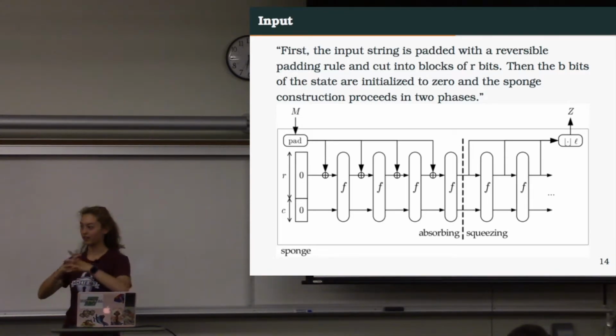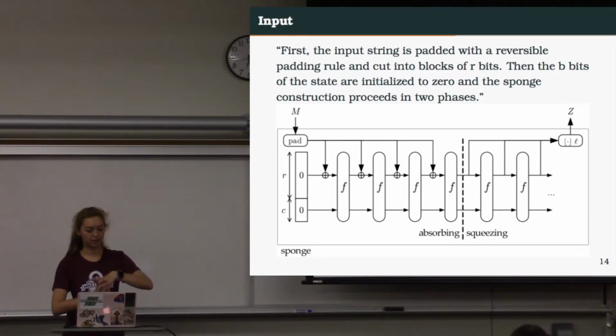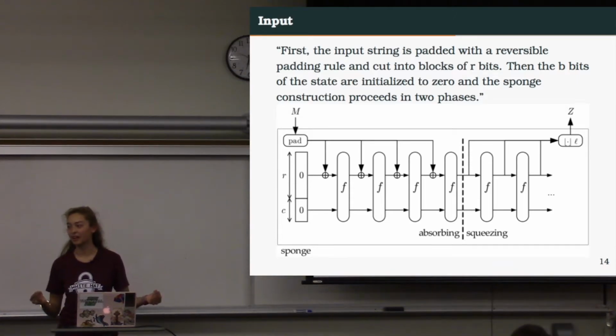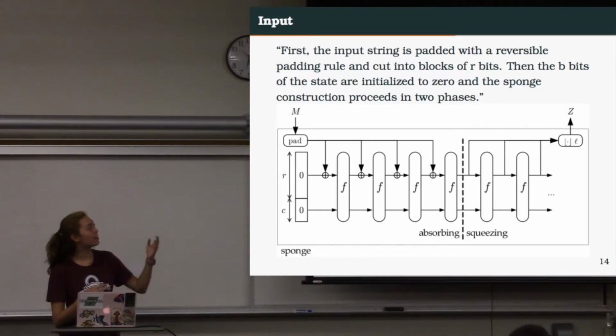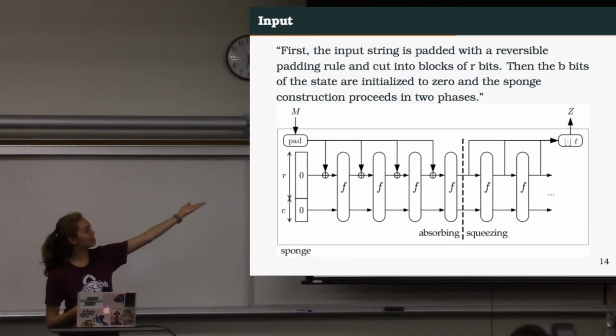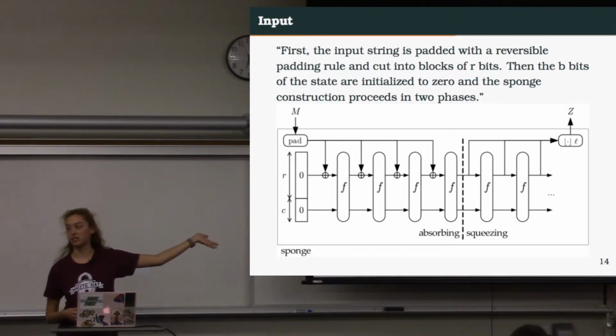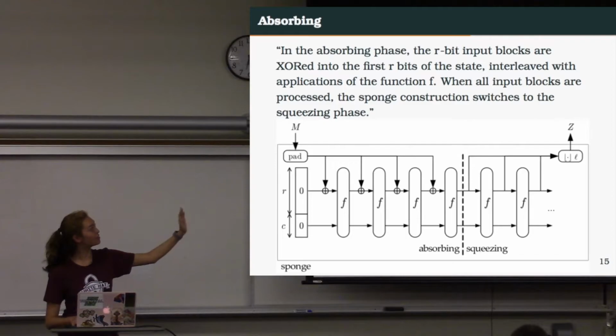Wait, so when you say the state, it's just the output of... So we haven't gotten to F yet. I misspoke in the beginning. I was on the next slide when I should have been on this slide. And so for now, the state is just like the message, R and C. Yeah, OK, cool. So we're going to talk about absorbing.